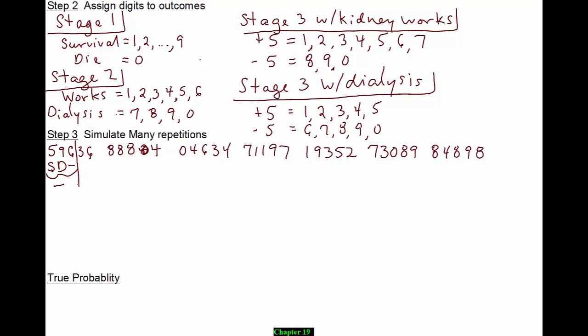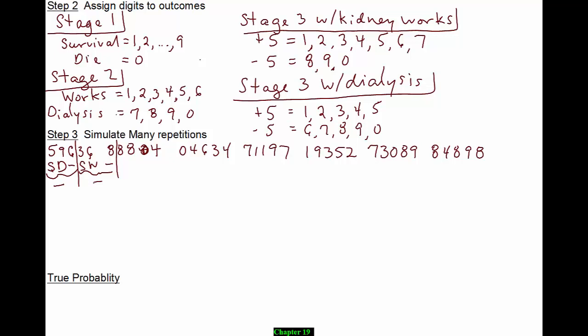Now we can do our next repetition. A 3 in stage 1 is survive. A 6 in stage 2 is having a kidney that works. An 8 in stage 3, when your kidney works, is not survive past 5 years. So again, we've got another repetition done, and it resulted in not surviving past 5 years.